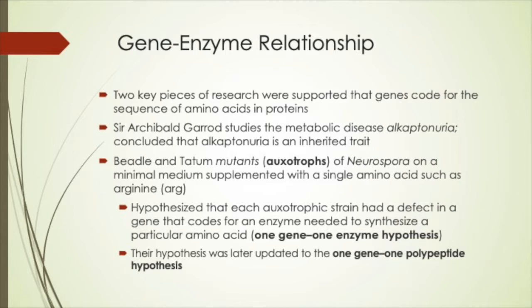So first was Sir Archibald Garrod. He studied the metabolic disease alkaptonuria. Alkaptonuria is a genetic disorder that has to do with acid in the body. It's basically a urinary disease. It turns your urine a darkish brown color.